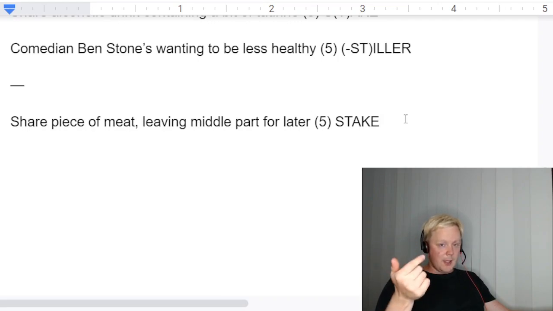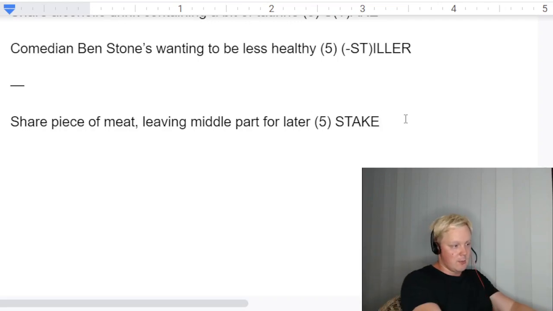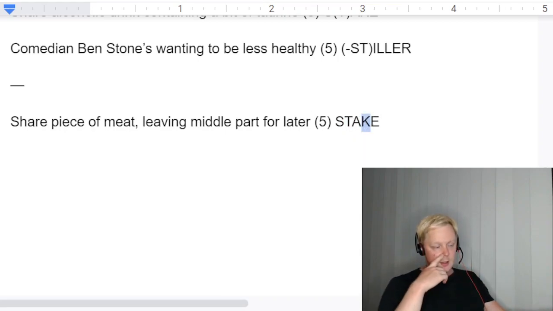You can also see swapping, two letters swapping places, like you might have the word skate and then these letters just swapping places.